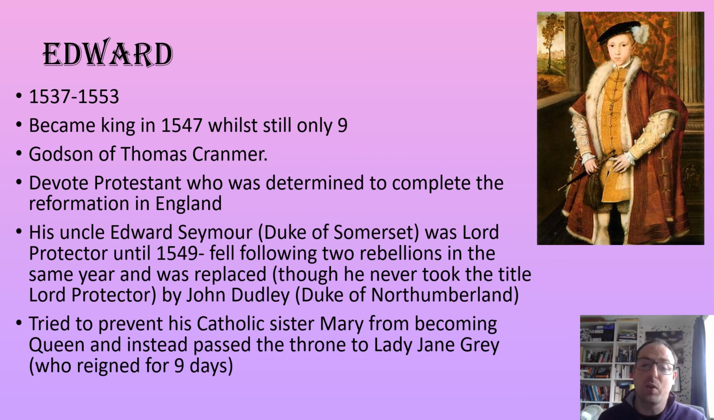His uncle, Edward Seymour, Duke of Somerset, who'd led the Reform faction, was Lord Protector until 1549, but Somerset fell following two rebellions, Kett's Rebellion and the Western Rebellion in 1549, and was replaced by John Dudley, who became Duke of Northumberland, though Dudley never took the title of Lord Protector. He tried to prevent his Catholic sister Mary from becoming queen, instead passing a device which passed the throne to Lady Jane Grey, and she reigned for only 9 days.